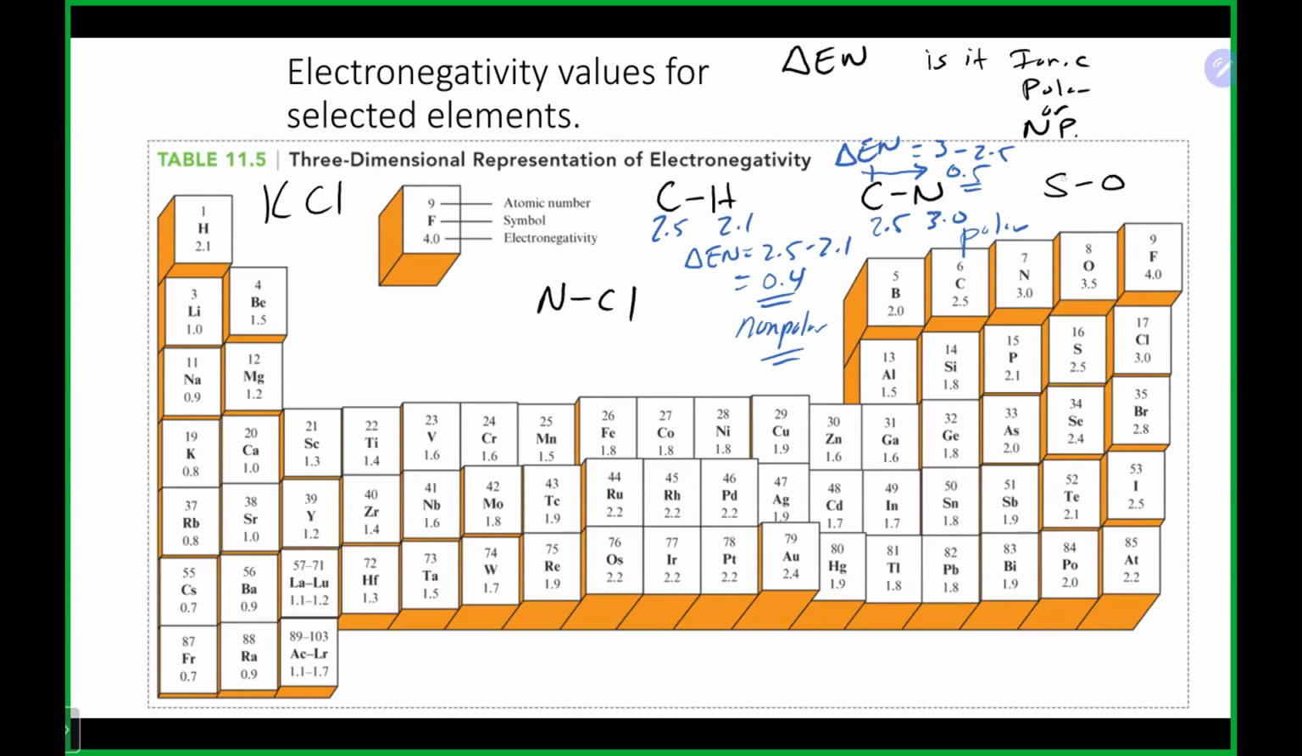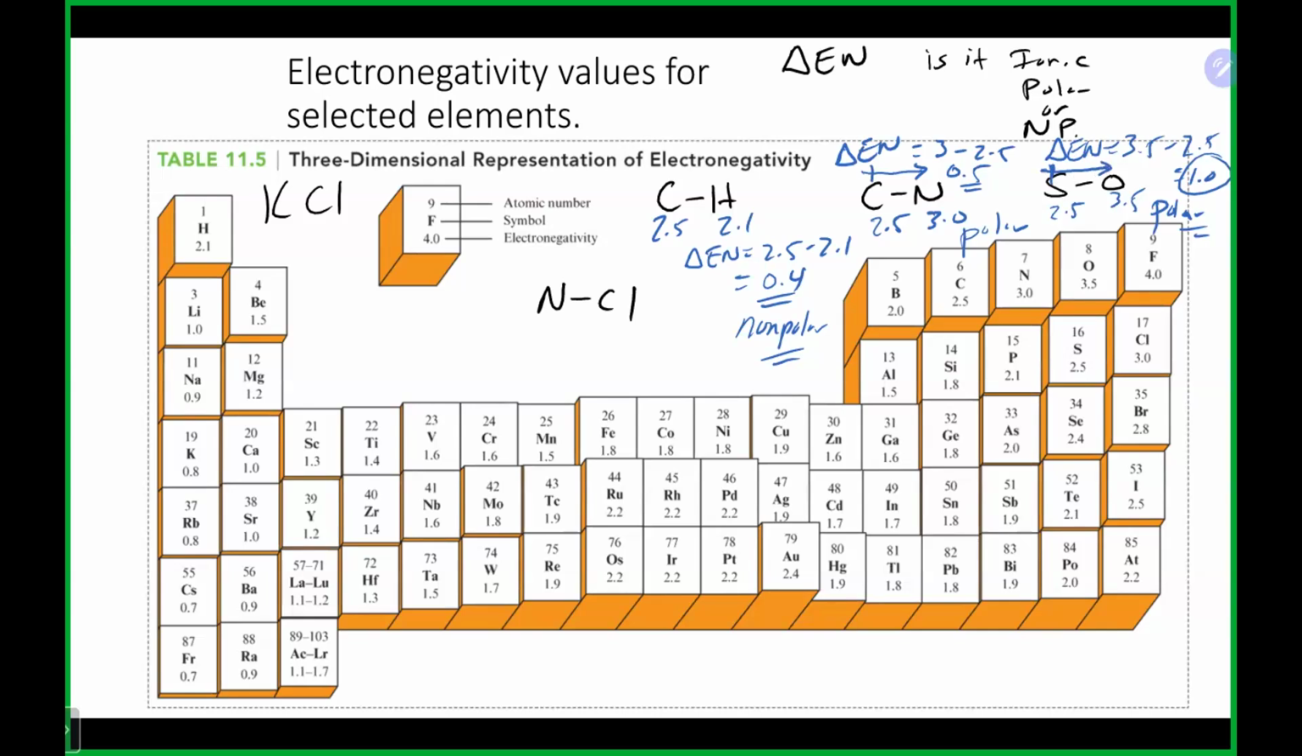Taking a look at our next one, which is sulfur and oxygen. So sulfur is 2.5 and oxygen there is 3.5. So our difference in electronegativity here, 3.5 minus 2.5, is going to give us a 1. Once again, 1 is definitely above 0.4, less than 2. So this is going to be a polar bond as well. Once again, the oxygen is going to be more electronegative, and we should draw the arrow pointing to the oxygen, which will be partially negatively charged in this bond. Any questions on those there?